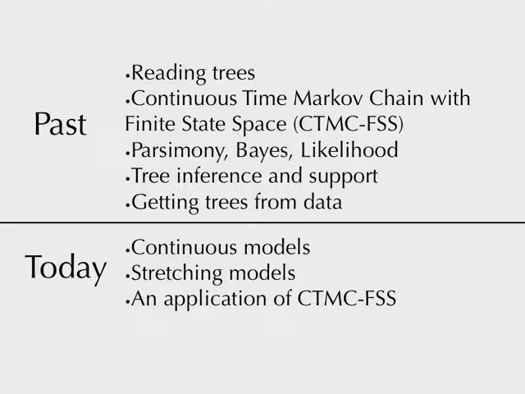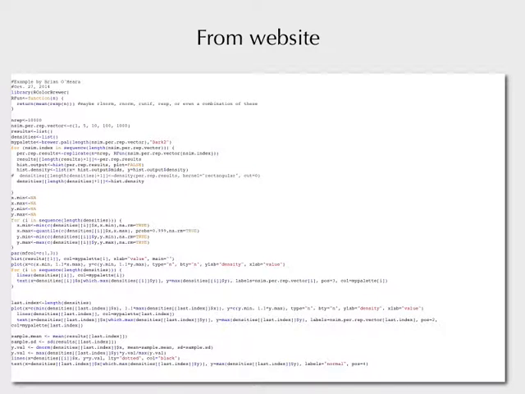Okay. So, in the past, we've done reading trees, how to look at a tree and understand what it means, continuous time Markov chains with finite state space, parsimony, Bayes, likelihood, tree inference, support, and getting through some data. Today I want to tell you about continuous models, and we'll have time for an application of this later. First, go to the website for the course, brownandmerrow.info, and get the source code for R and try running it.